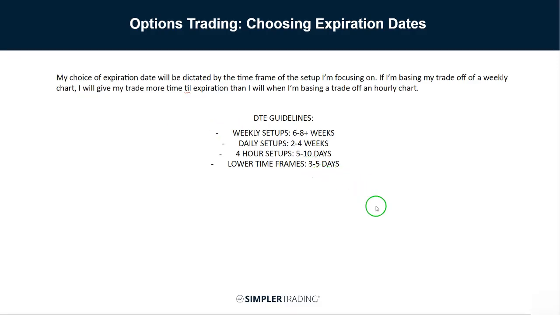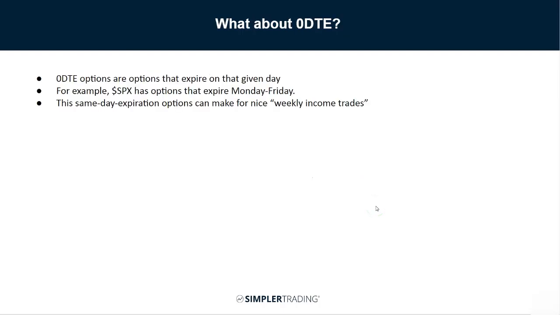And then one question you might have is, what about the 0-day till expiration options, which I would say this year is certainly getting more popular. For example, you've got the S&P, the SPX, which now has 0-day expiration options Monday through Friday. So it used to be that you had the Monday, the Wednesday, the Friday. Now you've got Monday through Friday.